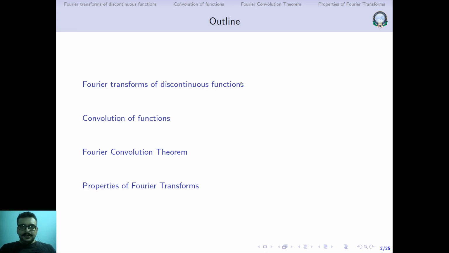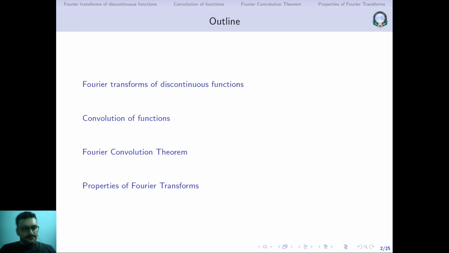Then this will help us to obtain the Fourier transform of two important functions that we had discussed earlier. One was the Signum function, and using the Signum function we will obtain the Fourier transform of the Heaviside step function. After that we shall go to the concept of convolution.